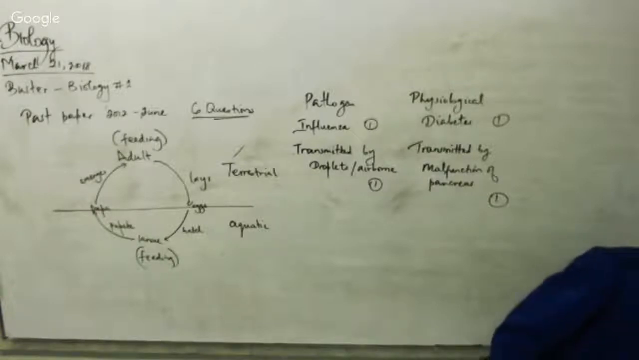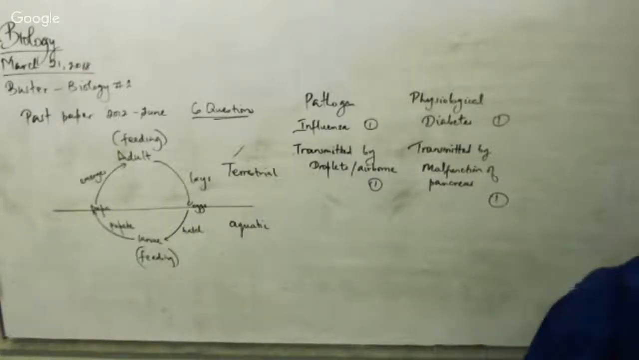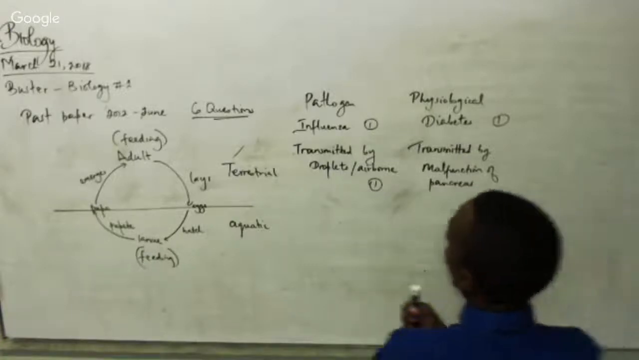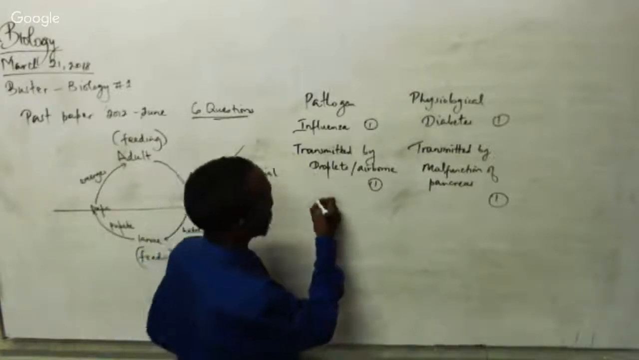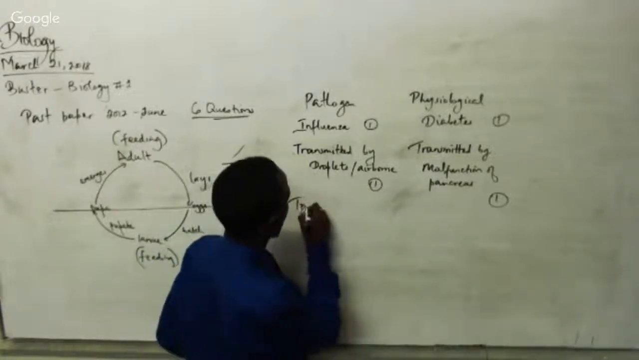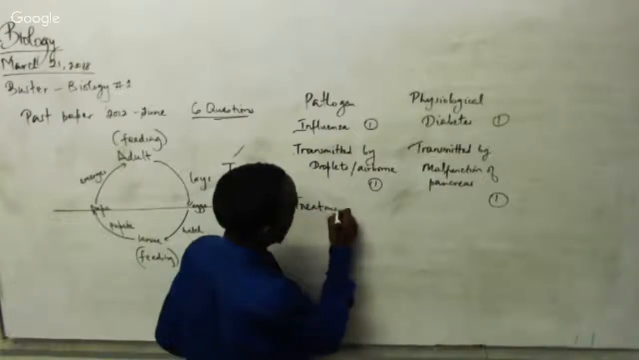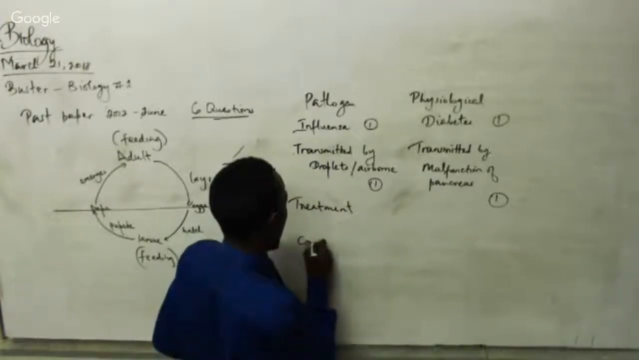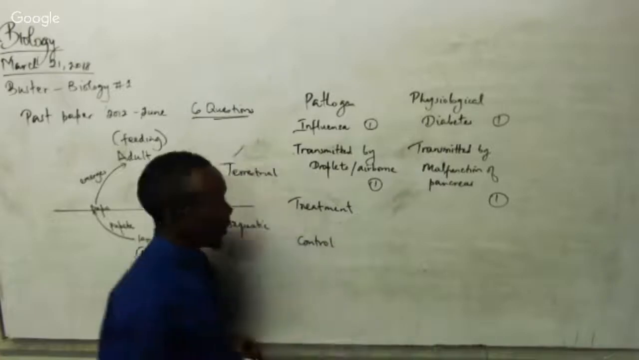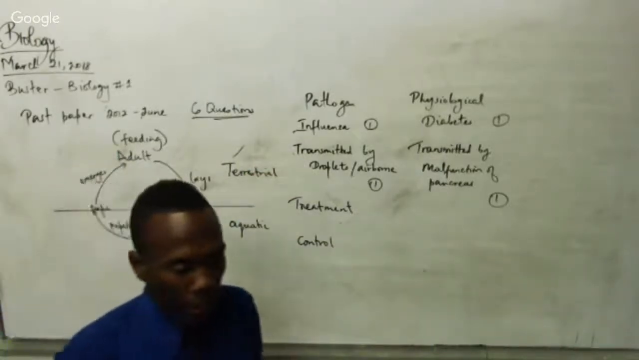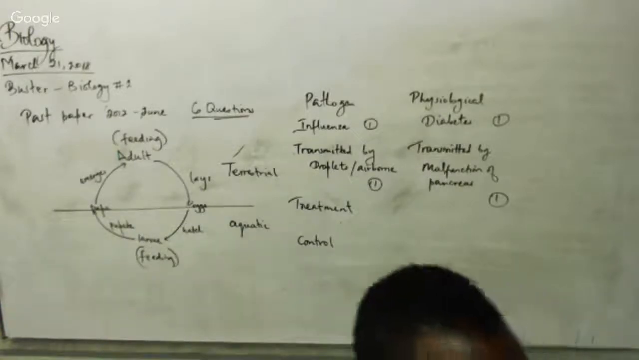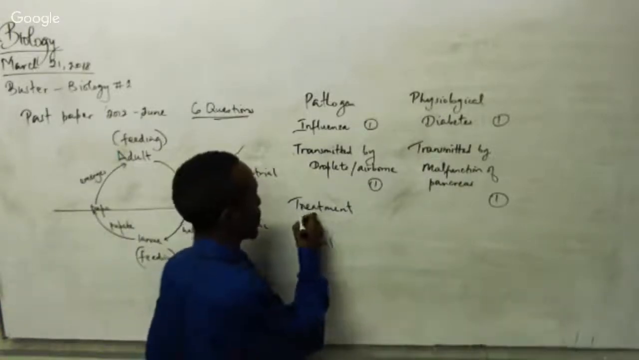Anyway, so explain the treatment and control measures of the pathogenic disease, different from the physiological disease. How do we treat this? They're different. How do we treat influenza? It's a virus, so you can't cure it. So what we do is we treat the symptoms.